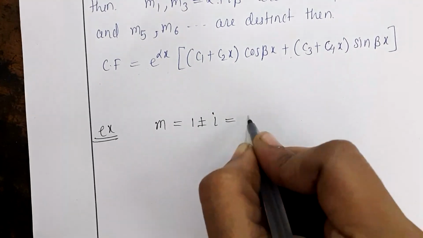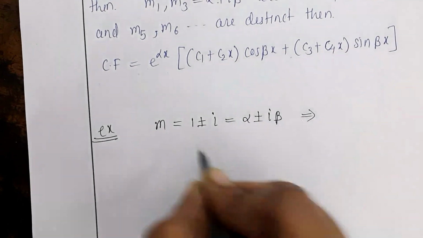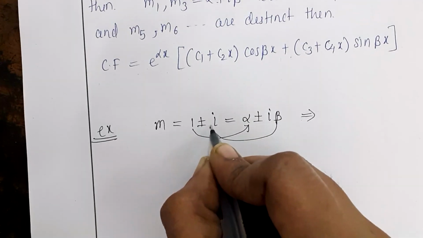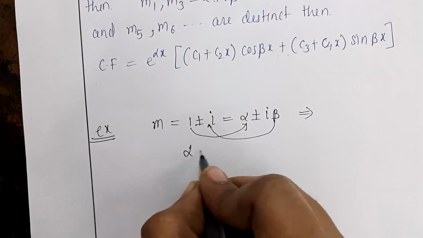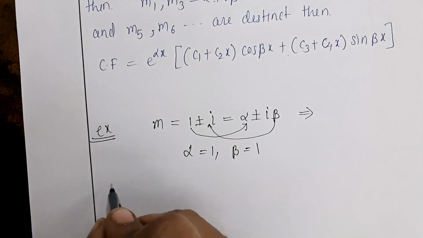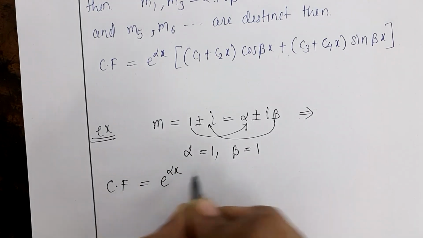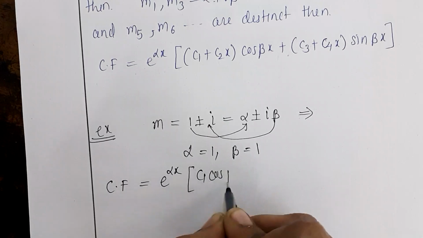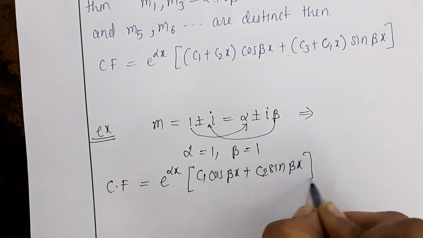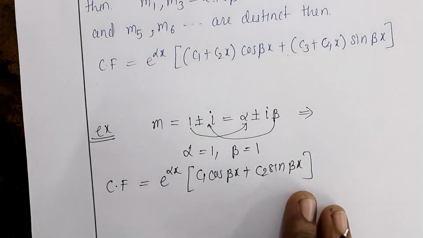Now compare this root with alpha plus minus i beta. What is the value of alpha? Alpha is equal to 1 and beta is equal to the coefficient of this i, so beta is equal to 1. How to write CF for imaginary roots? It is equal to e to the power alpha x (c1 cos beta x plus c2 sin beta x). Now in this question we don't have other roots, only the root 1 plus minus i, so we write up to this only.